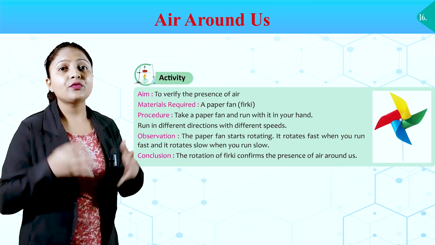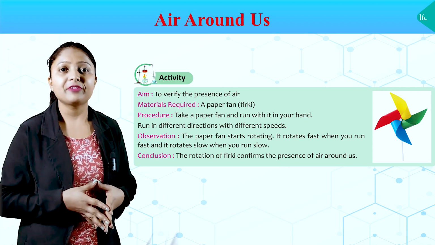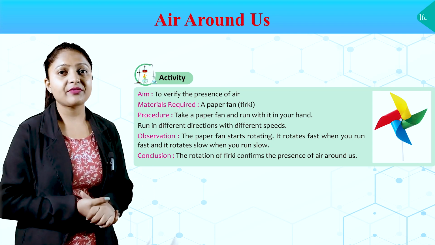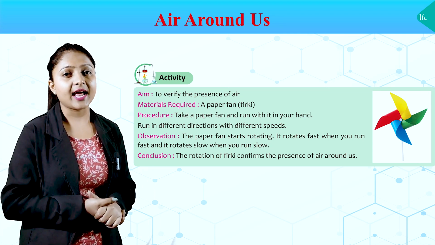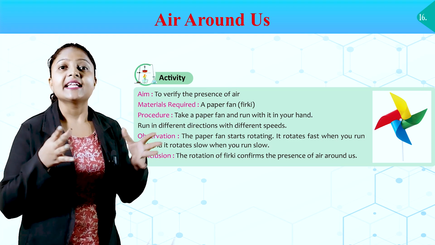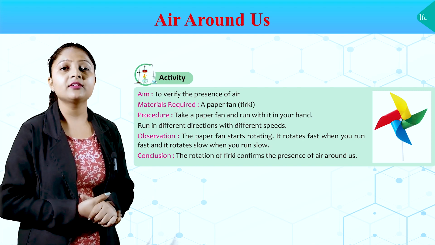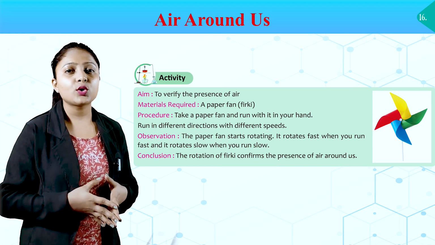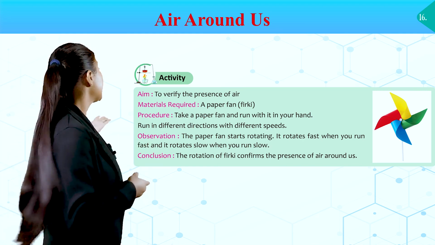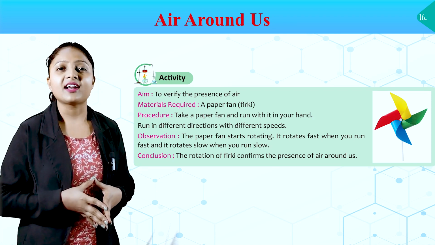Aim: to verify the presence of air. Materials required: a paper fan, firki. Procedure. Take a paper fan and run with it in your hand. Run in different directions with different speeds. Observation. The paper fan starts rotating. It rotates fast when you run fast and it rotates slow when you run slow. Conclusion. The rotation of firki confirms the presence of air around us.